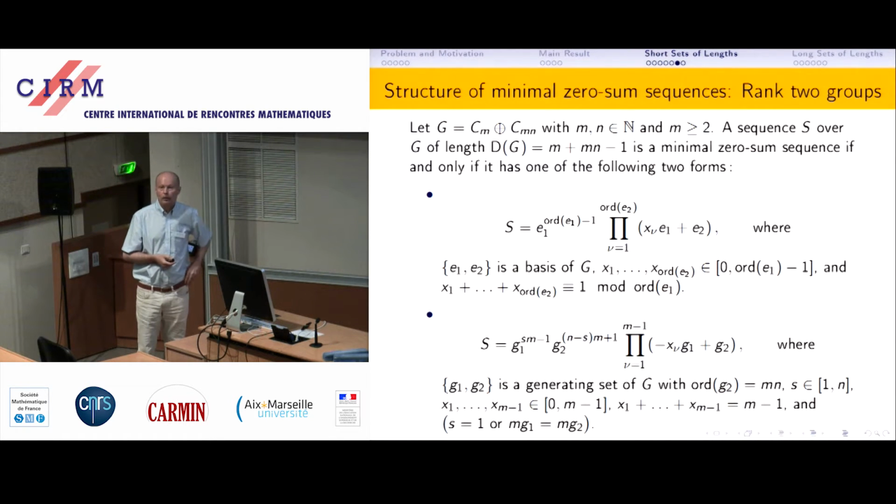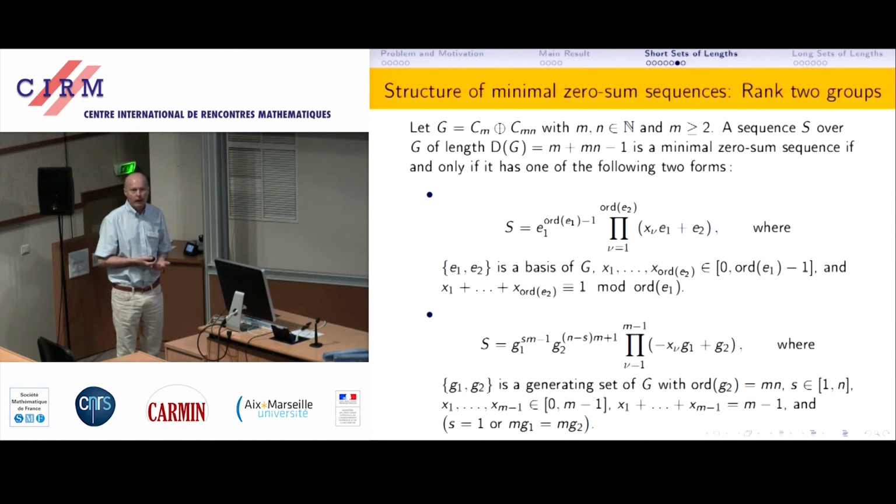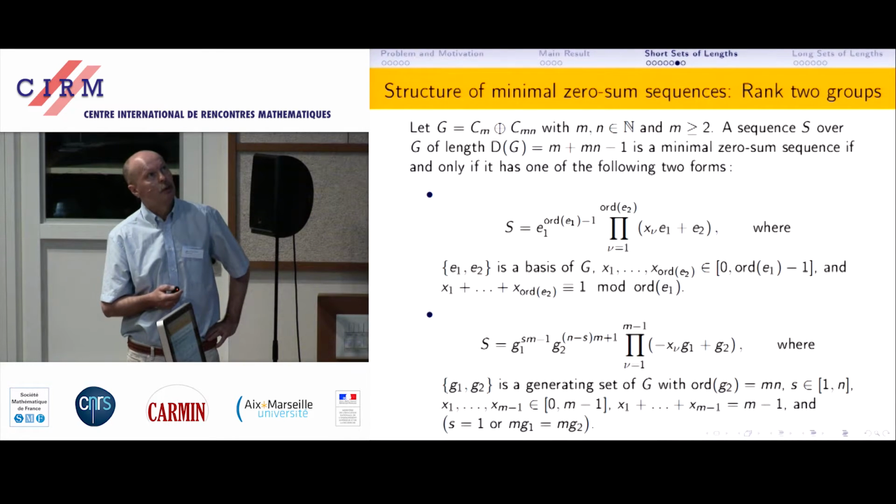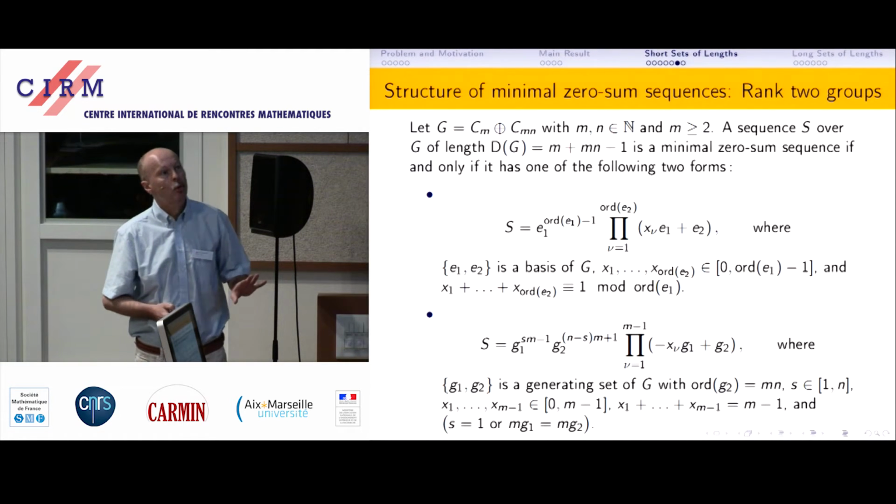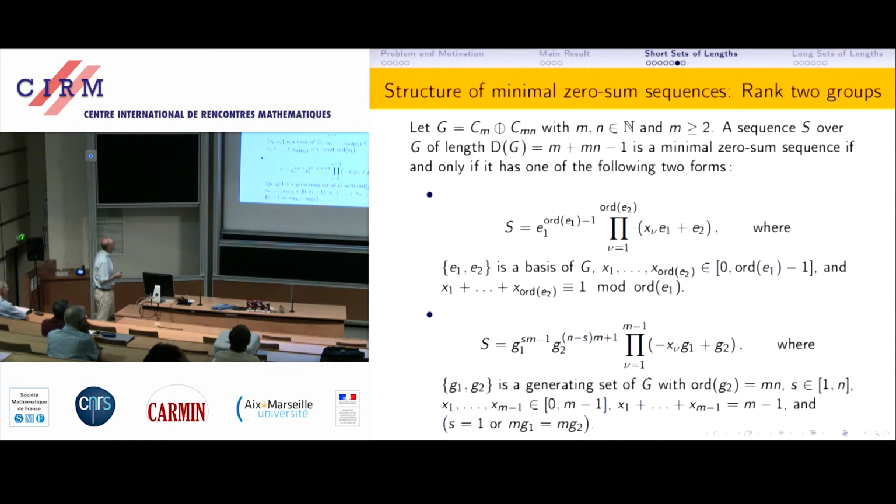Suppose you want to prove a characterization result for rank 2 groups. The main ingredient is a recent structural characterization for minimal zero-sum sequences of maximal lengths in rank 2 groups. Don't read the whole statement, just what is written down here. If we have a rank 2 group and a minimal zero-sum sequence of maximal length, the structure is completely determined.